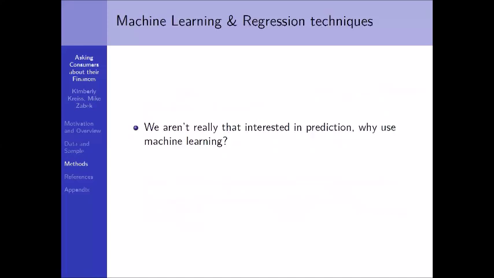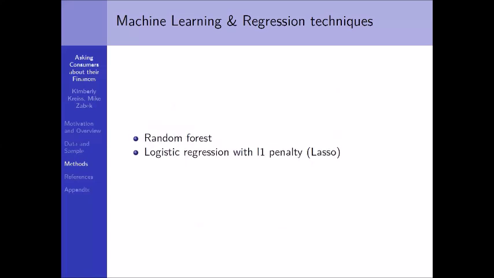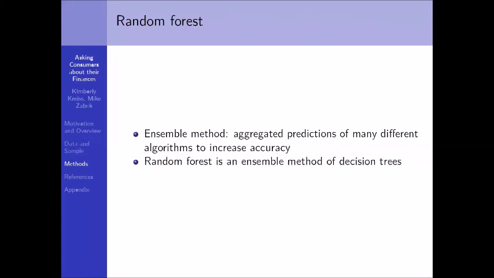So we aren't really all that interested in prediction, so why are we using machine learning? Because certain machine learning algorithms can actually support inference and give some information about feature importance, which is why we thought this would be a good extension. The two that I'm going to talk about today, and that we used, were random forest and a logistic regression with an L1 penalty, or lasso. I'm going to talk through the models really quickly, just to show how we're thinking about them and how to understand them.